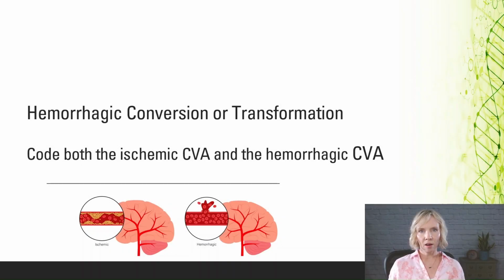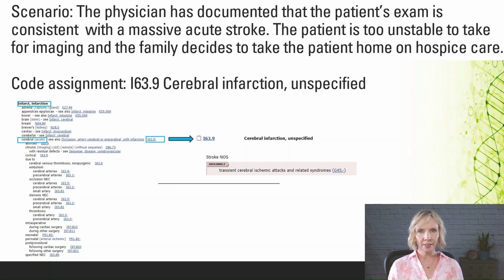Non-traumatic bleeding can also occur in the brain following a recent ischemic stroke. This can be caused by medication commonly used to treat ischemic strokes, known as TPA, or it may happen spontaneously. This is referred to as a hemorrhagic transformation or conversion. In these instances, it's important to assign codes for both the ischemic CVA and the hemorrhagic CVA. Let's look at some examples.